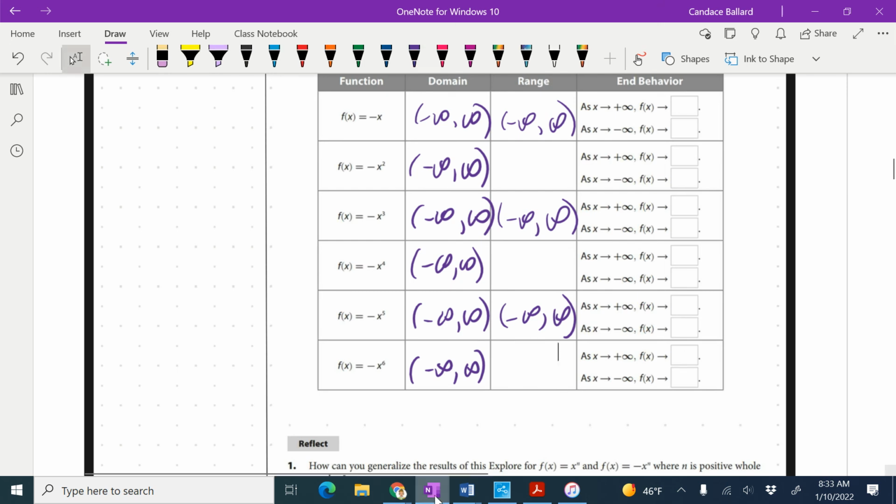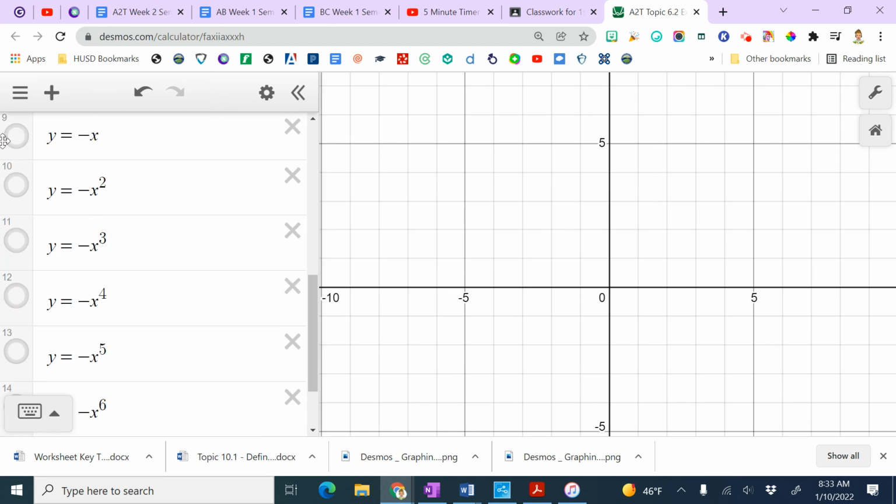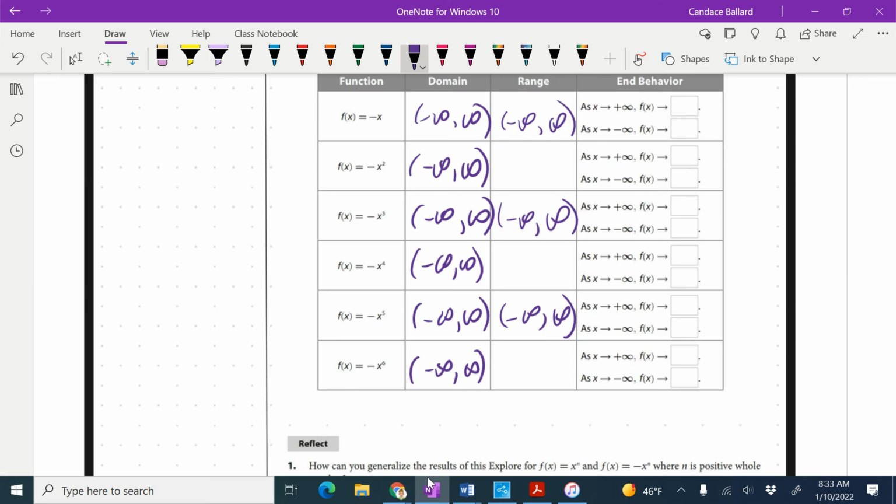I'm going to go back to Desmos actually for just a second. I'm going to go down to my second set of stuff. I'm going to turn on all three odd ones. So there's all three odd ones on at the same time. As we go to the right, we're going this direction. Did they go up or did they go down? Ooh, they all went down. So those are all negative, right? Negative infinity, negative infinity, negative infinity.